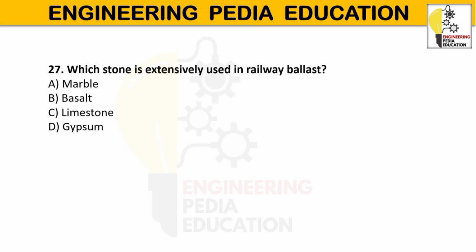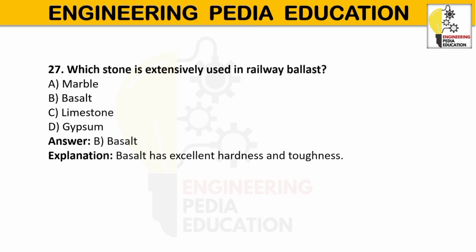Which stone is extensively used in railway ballast? Marble, basalt, limestone, gypsum. Basalt has excellent hardness and toughness. It is a dark colored, fine-grained, extrusive igneous rock formed by the rapid cooling of lava on Earth's surface. Its properties are dark gray to black, hard and tough, fine-grained texture, high crushing strength, durable, and weather resistant. Uses are road metal, railway ballast, concrete aggregate, building stone, heavy engineering work.